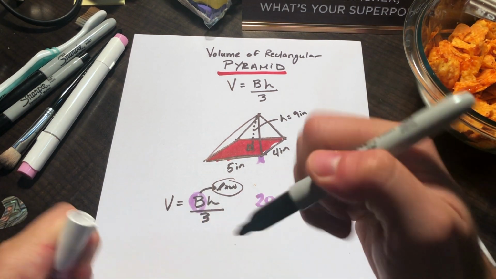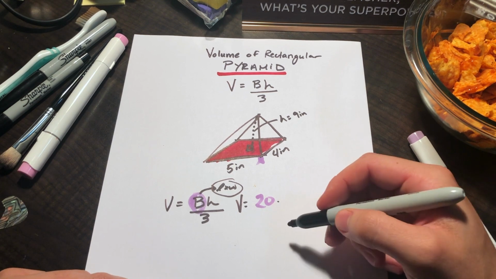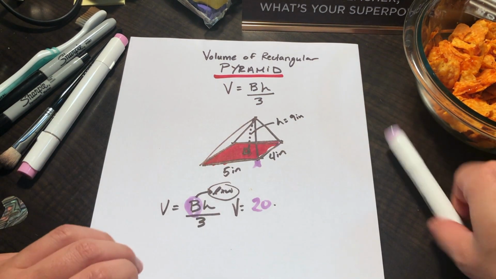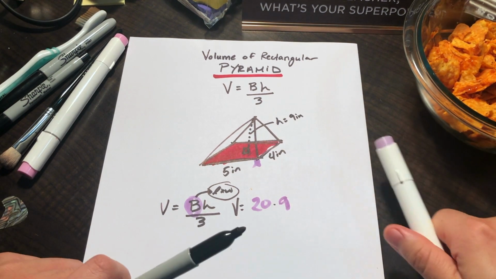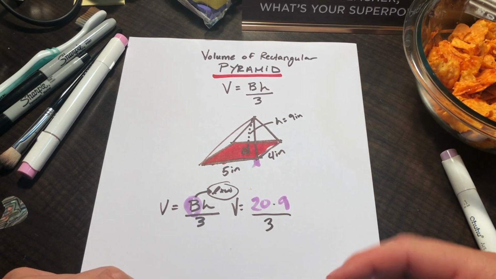So volume equals 20, okay, times height. What's the height? Oh, there it is. The height was what? It was 9. So 20 times 9 divided by what? Guys, it's that easy. 20 times 9 divided by 3.